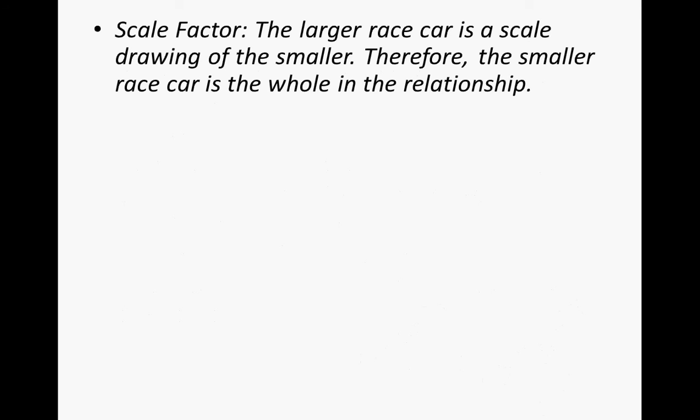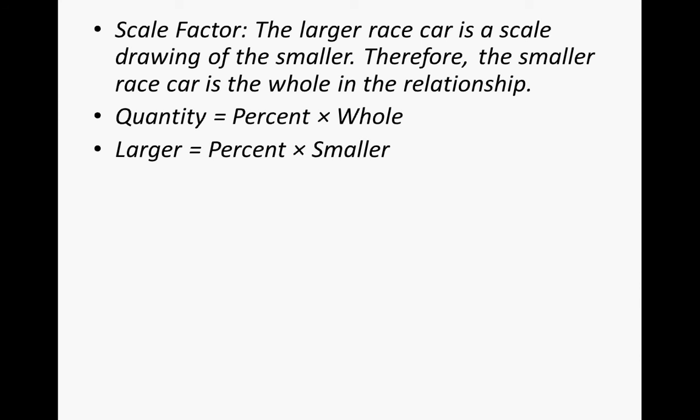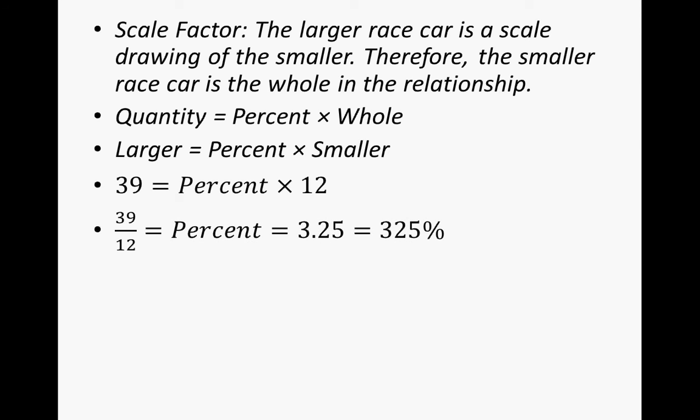So again, scale factor. The larger race car is the scale drawing of the smaller. Therefore, the smaller race car is the whole in the relationship. Remember that it's important to identify what is the whole and what is going to be the quantity. So using quantity is equal to percent times whole, we know that the larger car is going to be equal to a percent of the smaller car. So therefore 39 is going to be equal to a percent times 12. When we solve for percent, 39 over 12 is 3 and 25/100ths, or 325%.